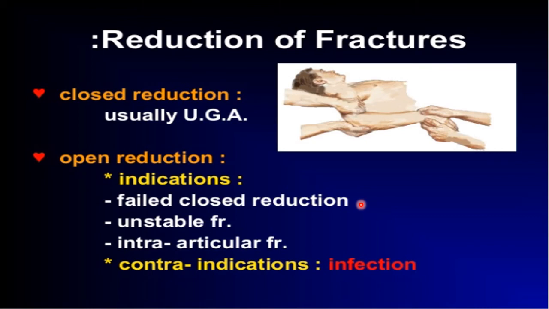Open reduction is generally indicated in failed closed reduction, where you've tried closed reduction but it failed; in unstable fractures where the small bone pieces are such in shape or size that the external POP will not hold them stable and they will keep moving; and where there are intra-articular fractures, because the articular surfaces are glass smooth and you don't want to leave even a small step in the articular surface, otherwise the patient will develop secondary osteoarthritis and osteoarthrosis, because this step in the bone will keep damaging the joint from inside with every movement.